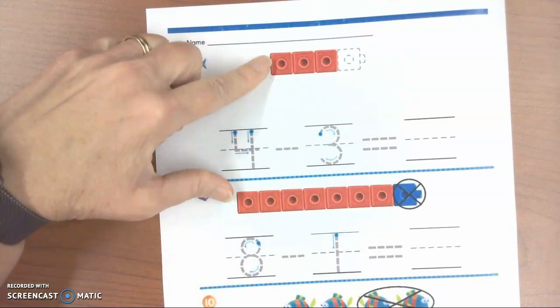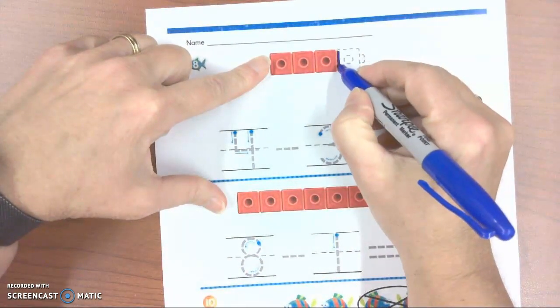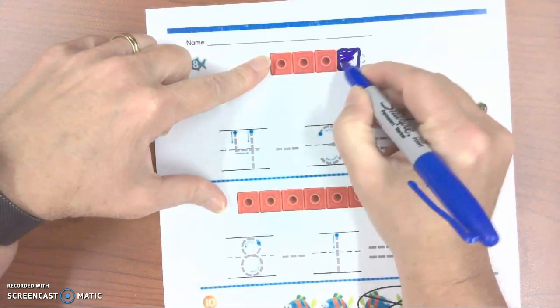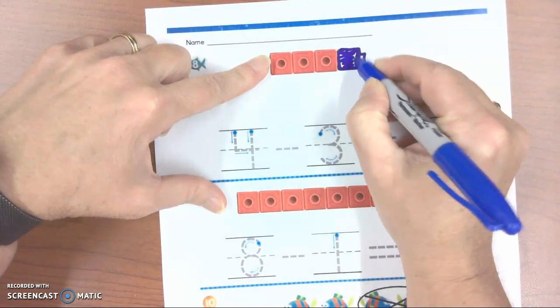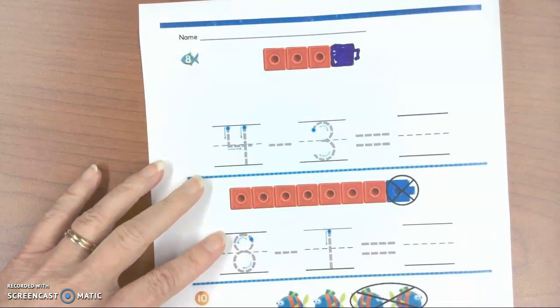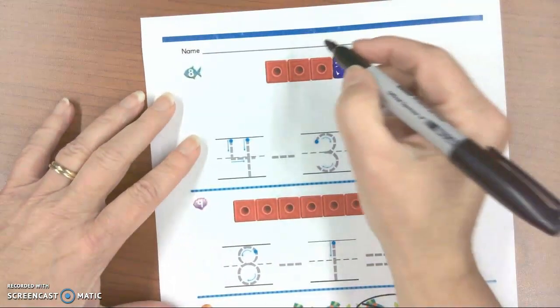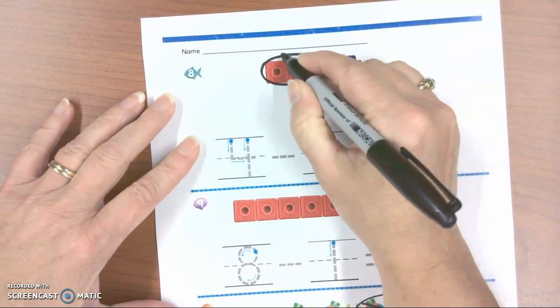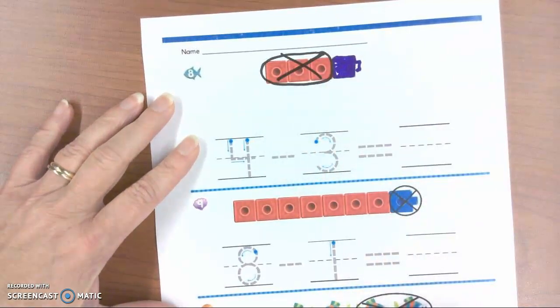So we have a picture here of 3 red cubes, and we're going to color this one in blue to represent the rest of the train. And then we're going to show, it says take apart the train to show how many cubes are blue. So if we take apart the train to show how many cubes are blue, that means we're taking apart and getting rid of the red cubes.